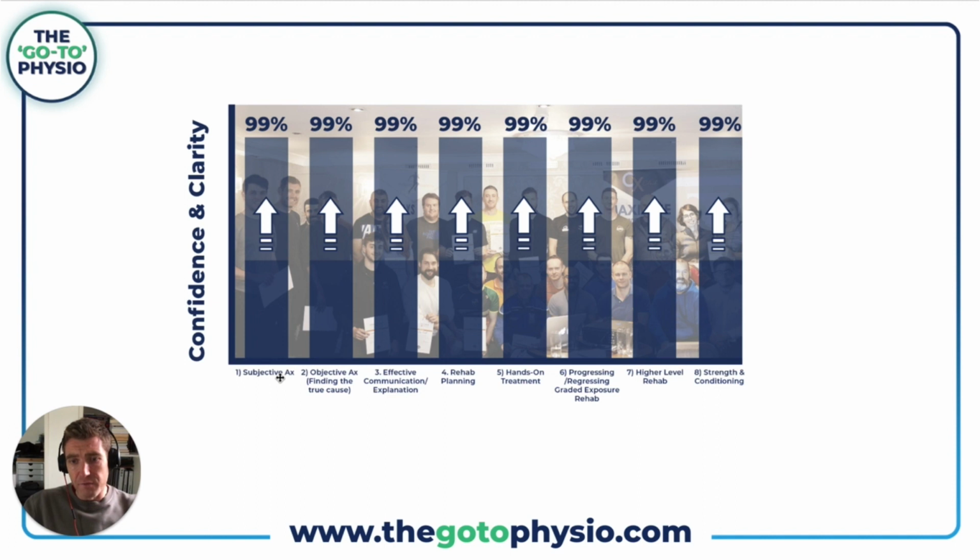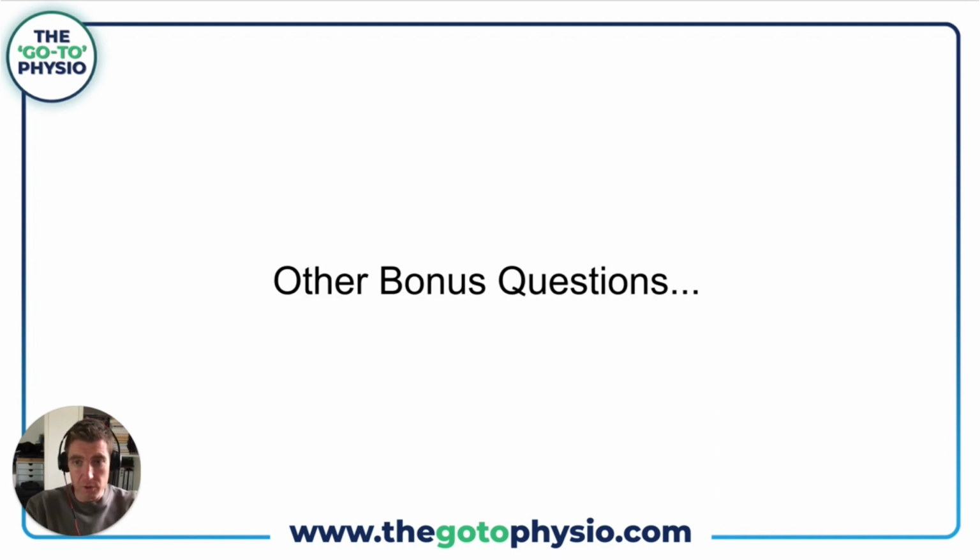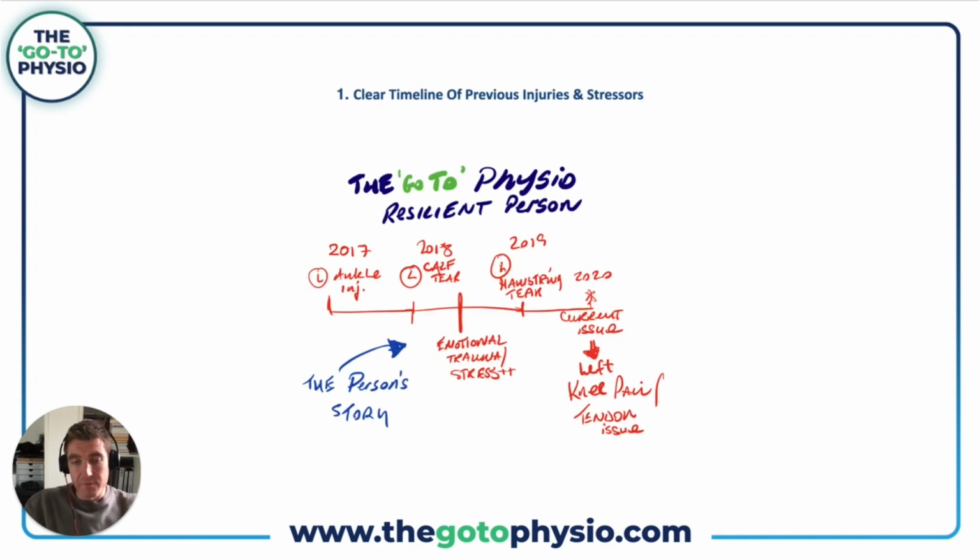If you don't have clarity around your subjective assessment, then making sense of the objective assessment, being able to explain the findings to the patient, and designing a rehab plan that's designed for a person rather than just the symptoms, deciding where you're going to go with your hands-on treatment, and then progressing them to the higher levels and building resilience, is going to be very hard without a very, very clear subjective assessment. Some other bonus questions to consider are questions around a clear timeline of previous injuries and stressors.